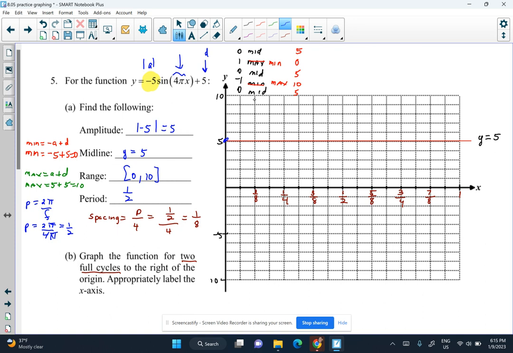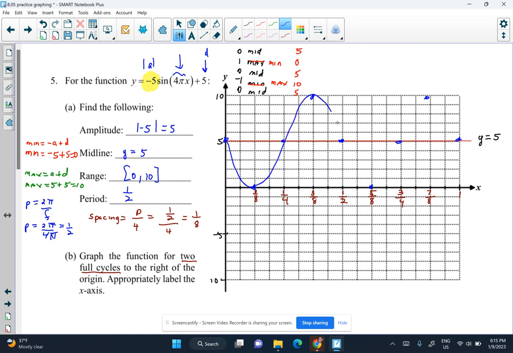That's 5. Move over 2 boxes. 0. Move over 2 boxes. The midline of 5. Move over 2 boxes, 10, move over 2 boxes, 5, move over 2 boxes, 0, move over 2 boxes, 5, back to the maximum, back to the midline. And a nice smooth curve.